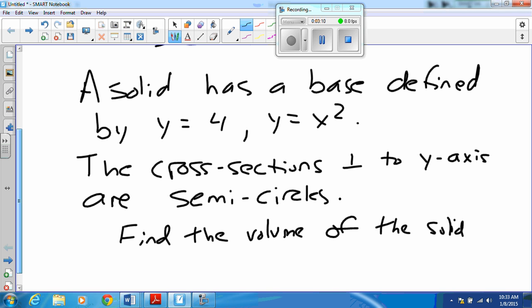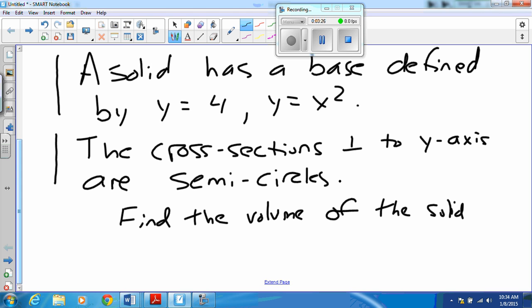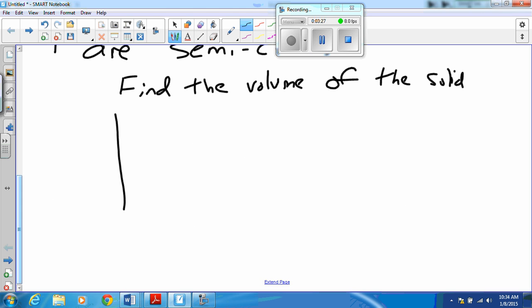Okay. Find the volume of the solid. So what we have here, first of all, is a base, and there will always be a base in these problems. And then second of all, we have some kind of shape defined for the cross-section. So let's talk a little bit of theory, first of all. And we can visualize our solid here.